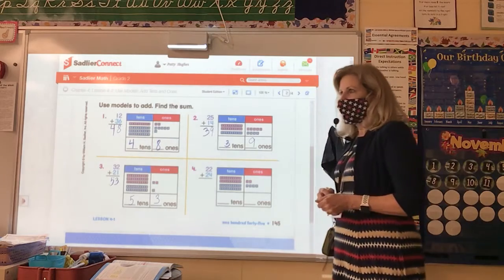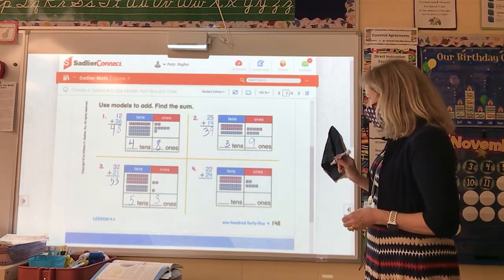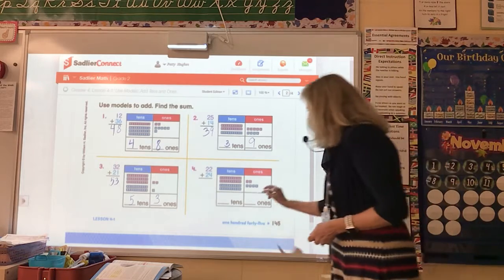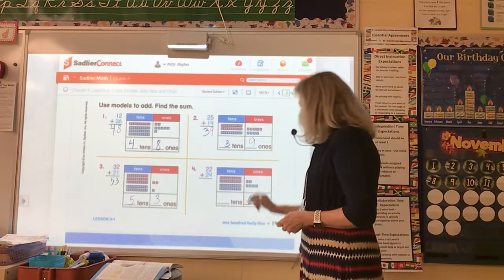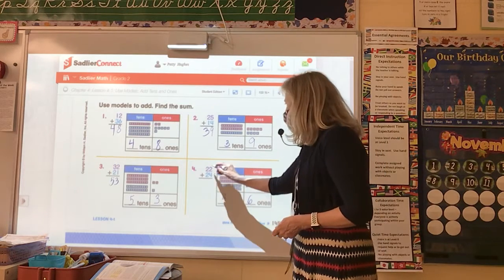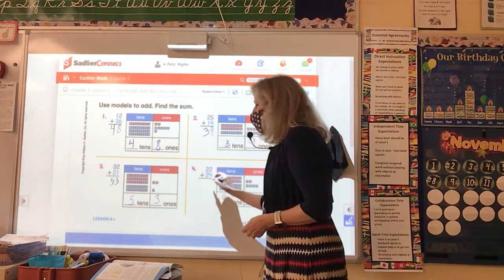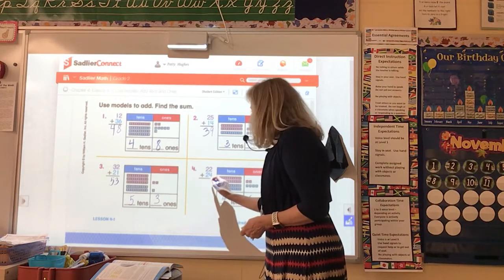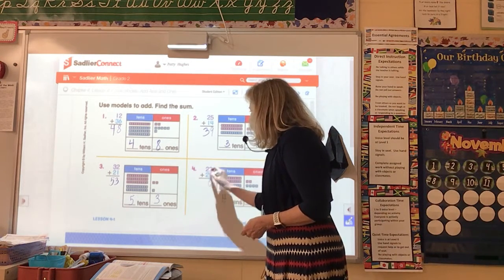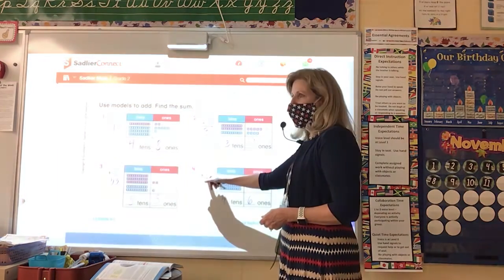Number 4. Isabel, what do we got? There is 6 ones and 4 tens. So 2 plus 4 equals what, Isabel? 46. 2 plus 4 equals 6. 2 plus 2 equals? 4. And these aren't 2s, are they?